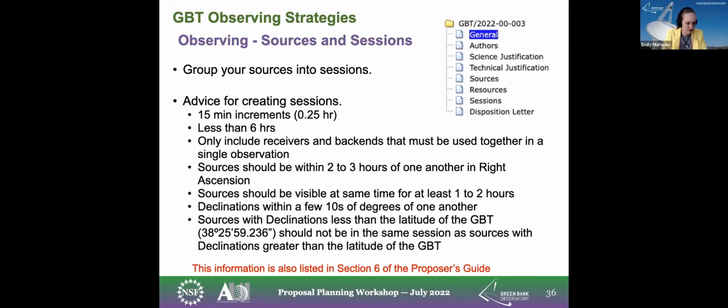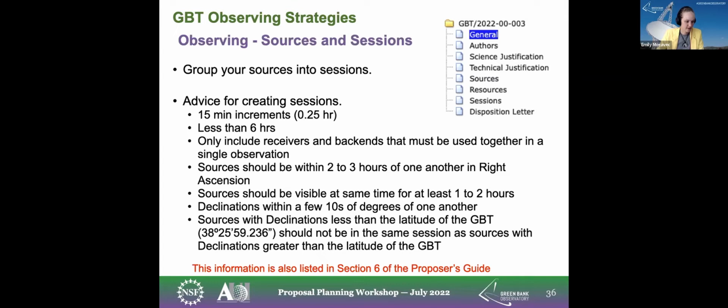Because if you have a source that has a declination above our limit here, and then you go below the limit, there are lengthy slew times that occur if you have something below the latitude of the GBT and above. So just generally group those into different sessions.